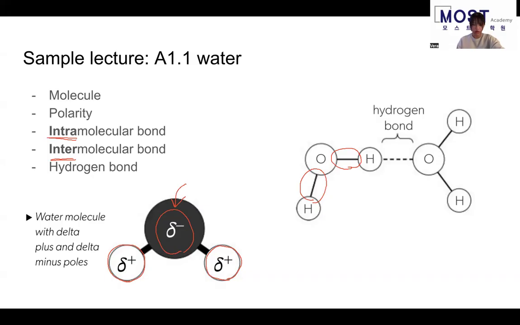And an intermolecular bond can form between the positive pole of one water molecule, which is the hydrogen part, right? Because that's the delta plus part of one water molecule, and the partial negative part of another water molecule, which is the oxygen part. So there will be a force of attraction, which is an intermolecular bond. And this type of bond between water molecules is called a hydrogen bond.